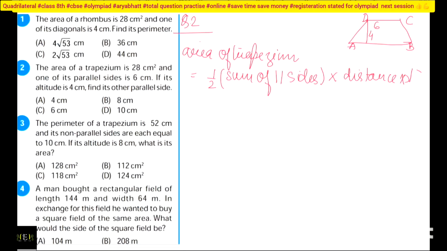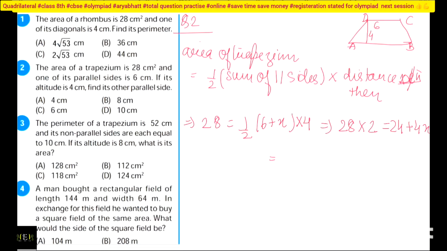Distance between them. Okay. So area will be distance like this. So I will put all the formulas. What I will get? 28 is equal to 1 upon 2, 6 plus x into 4 into 4. So this implies that 28 into 2 is equal to 24 plus 4x. From here I will get the value. That is, I will write 56 minus 24 is equal to how much? 4x. This implies that x is equal to 8 centimeter.